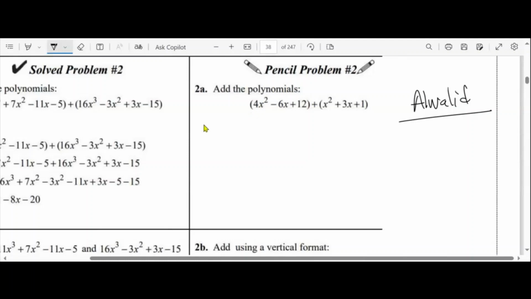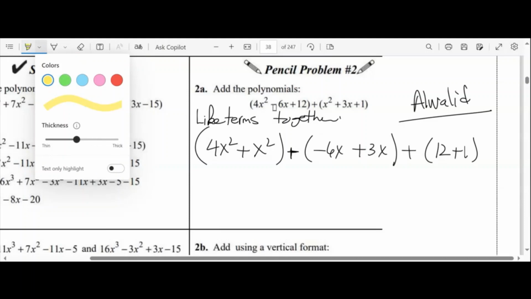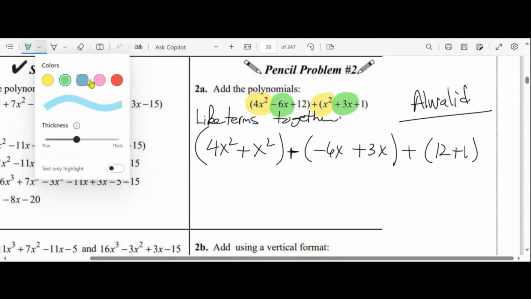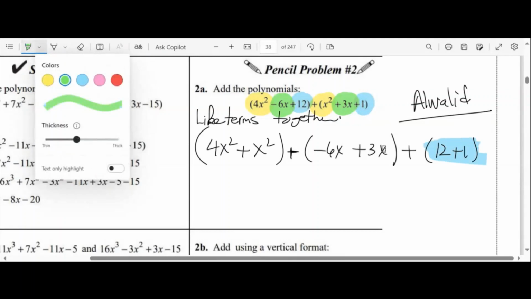Add a polynomial. I'm gonna put the like terms together, according to the exponent. So I have 4x squared plus x squared, together. Plus -6x plus 3x, plus 12 plus 1. Is this clear or not clear? If you understand, raise your hand. So I put the x squared together, the x's together, and the constants together, as you can see here. Is this clear?